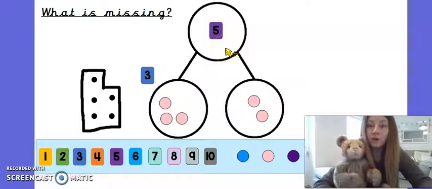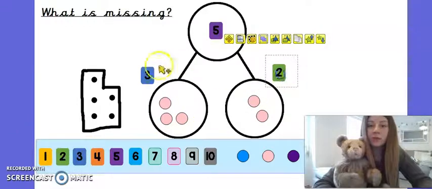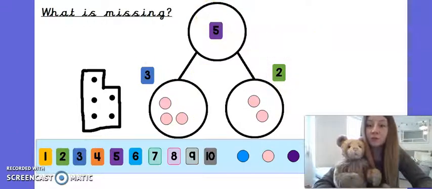That equals 5. So I've got 3 on this side, and I've got how many on this side? 1, 2. There we go. So I know that 3 and 2 makes 5.